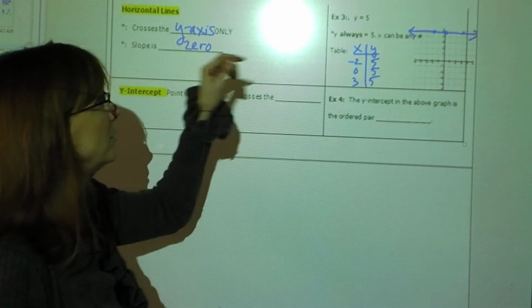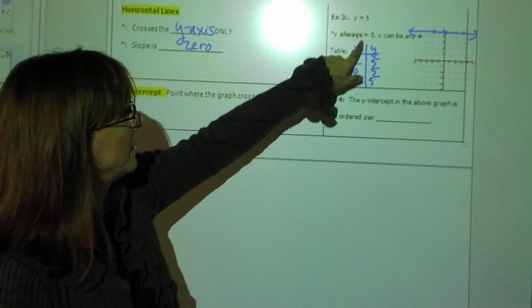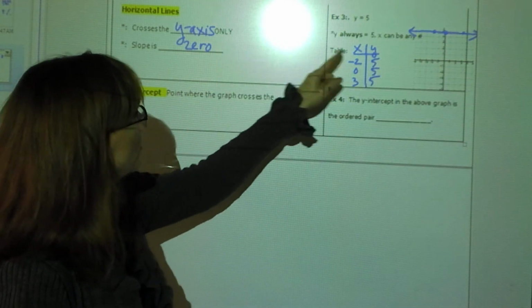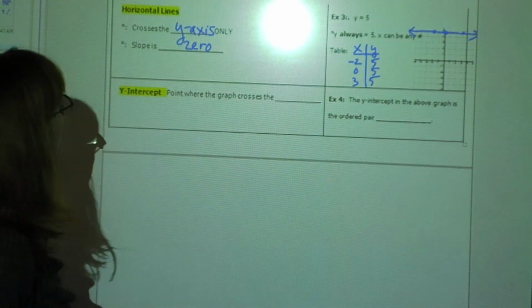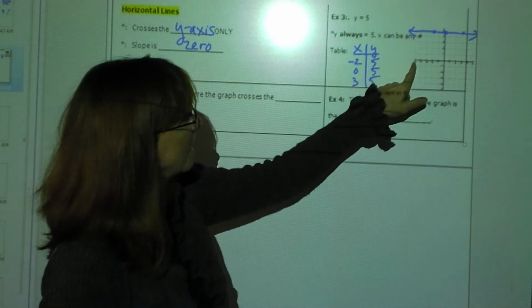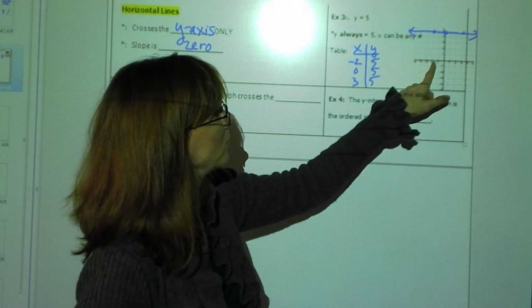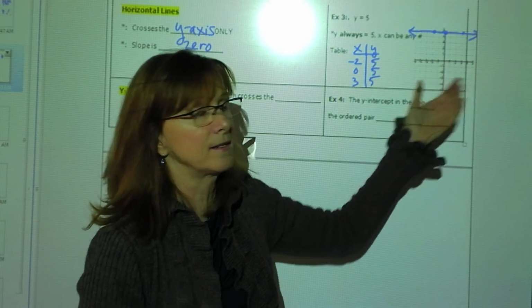Here's an example of an equation. It always has a y by itself, just a y, and when you graph it, you're going to get a horizontal line. And again, notice it always crosses just the y-axis. The only time it would cross the x-axis, by the way, is if your equation is y equals 0. If you have y equals 0, then your line is going to be the same as the x-axis.